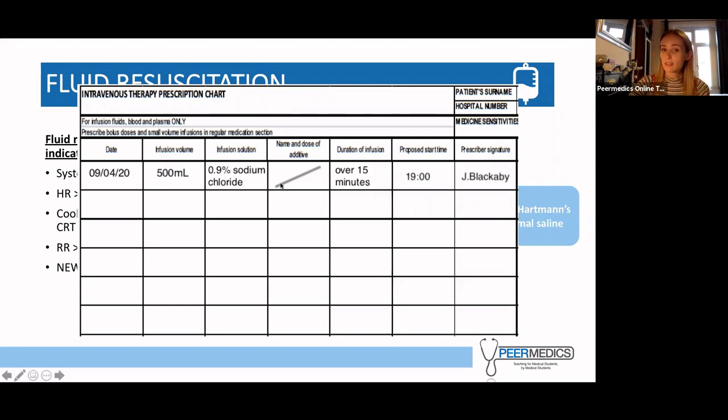There's no additive needed in this case, so you just put a line through that. The duration's over 15 minutes. Now, sometimes you might see that this says duration mils per hour. In those cases you need to work out what that would be. So for this, it would always be 2000 mils per hour. Proposed start time, we'll say is like now, and make sure that you sign it as well.